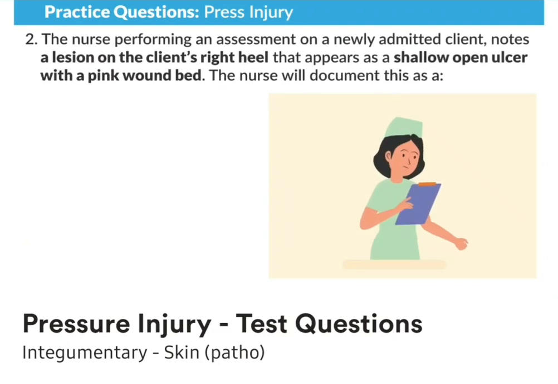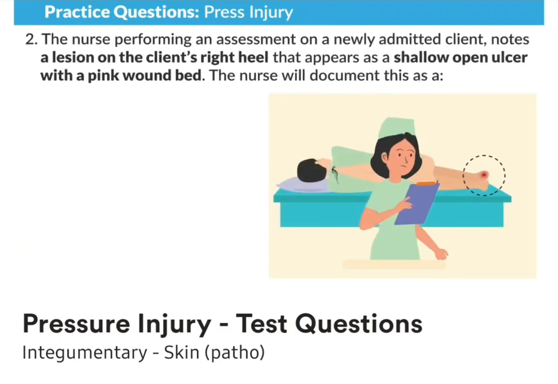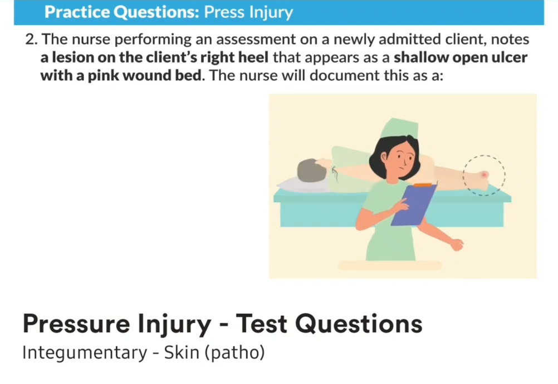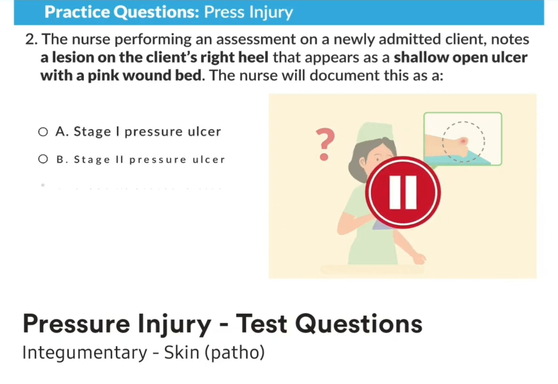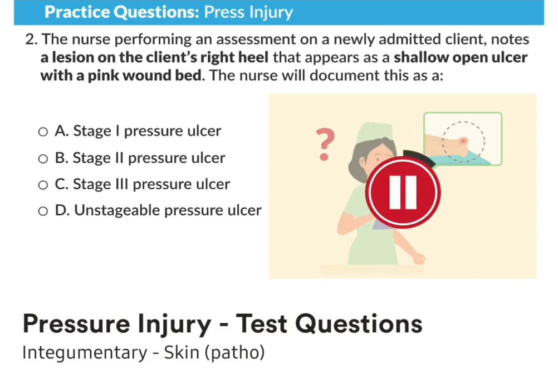The nurse performing an assessment on a newly admitted client notes a lesion on the client's right heel that appears as a shallow open ulcer with a pink wound bed. The nurse will document this as a fill in the blank. So go ahead and pause the screen and try your best to answer this question.